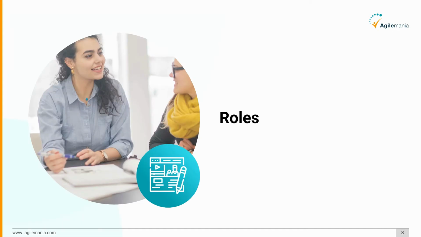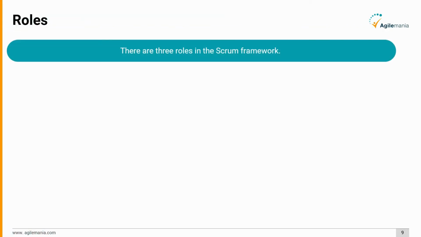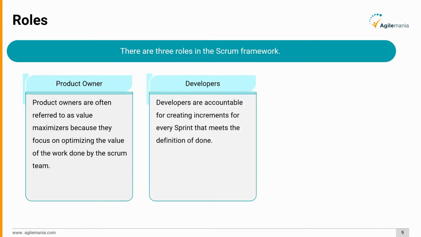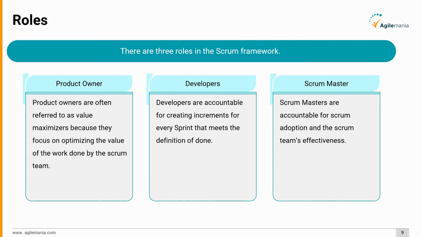With respect to roles, there are 3 roles in the Scrum framework. Product owner. Product owners are often referred to as value maximizers because they focus on optimizing the value of the work done by the Scrum team. Developers. Developers are accountable for creating increments for every sprint that meets the definition of done. And Scrum Master. Scrum Masters are accountable for Scrum adoption and the Scrum team's effectiveness.